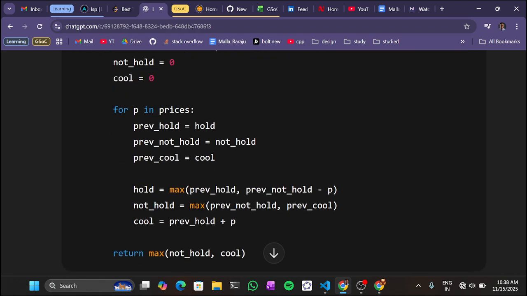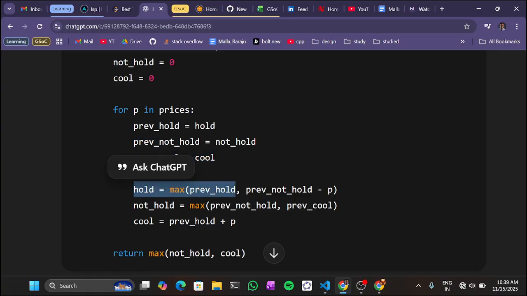We go through each price. Previously, if we previously hold it, what will be the value? If you are not previously holding it, what will be the value? And we are checking if there is a cooldown, like a previous cooldown value. And here we go.